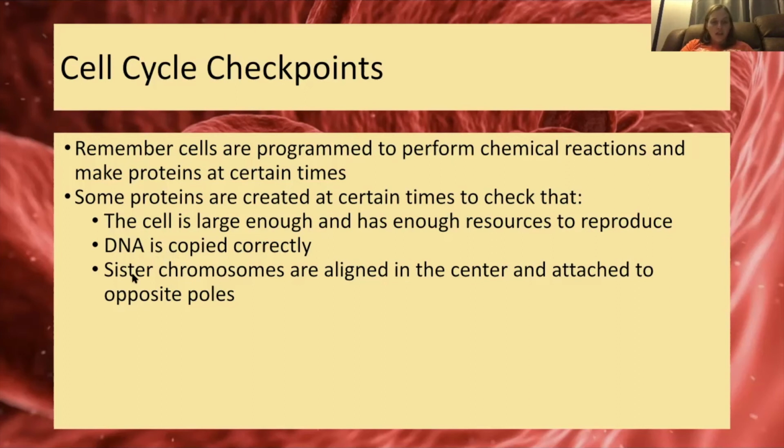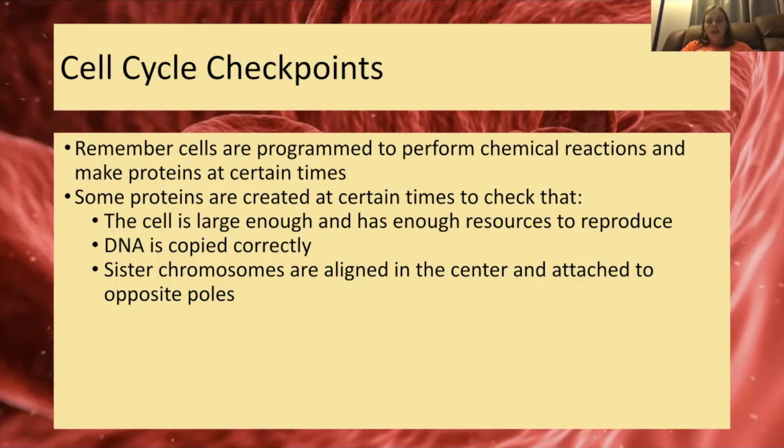There is another checkpoint, certain proteins that are around during metaphase to make sure that these sister chromatids are aligned in the center of the cell and that they're attached to spindle fibers that are pulling with equal tension to opposite poles, so that those sister chromatids are separated from one another instead of one cell pulling the whole sister chromatid over, and getting two copies of that chromosome while the other cell gets no copies of that chromosome. So these checkpoints are very important.